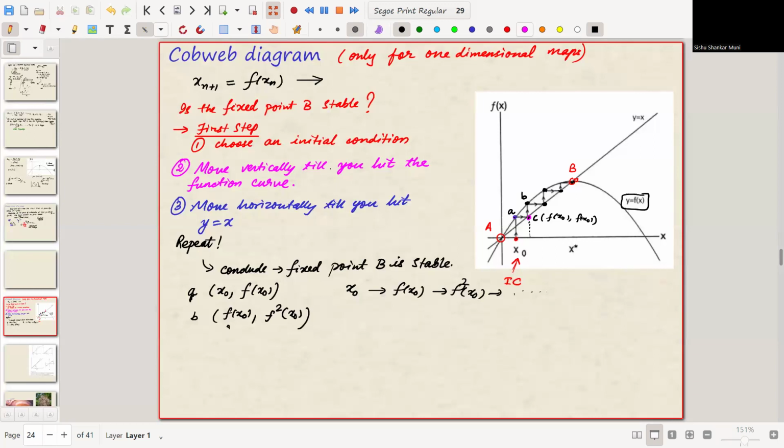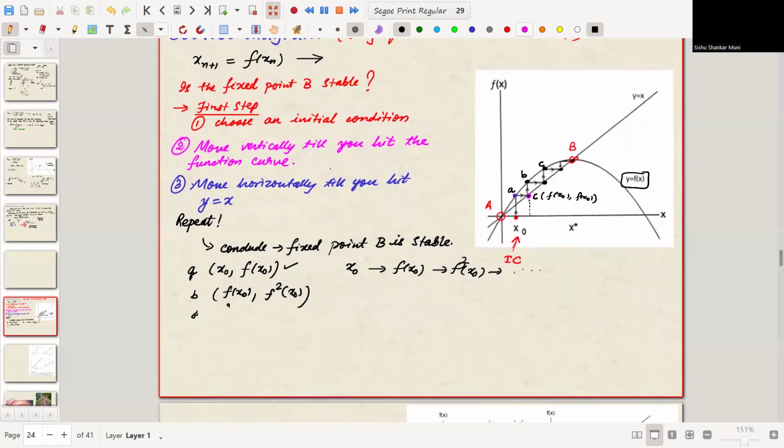Because indirectly, point A is like evaluating f, which is iteration. For point small b, this is f of x naught, the x coordinate. When it hits the curve y equals f(x), it is evaluating f. Are you getting that? So therefore, point B is f squared of x naught, the y coordinate. Similarly, this point C is f cubed of x naught, and so on. So the more you do, you are actually iterating the map, nothing else.